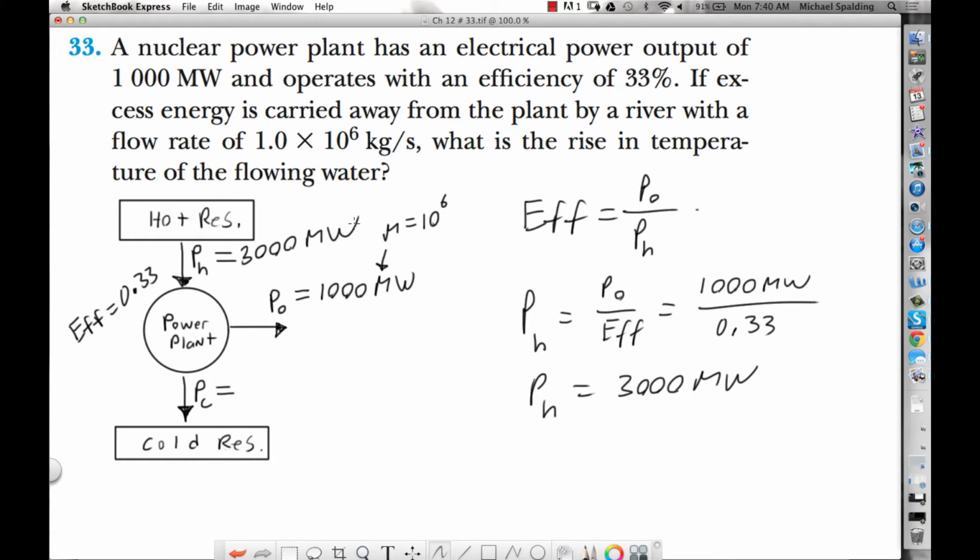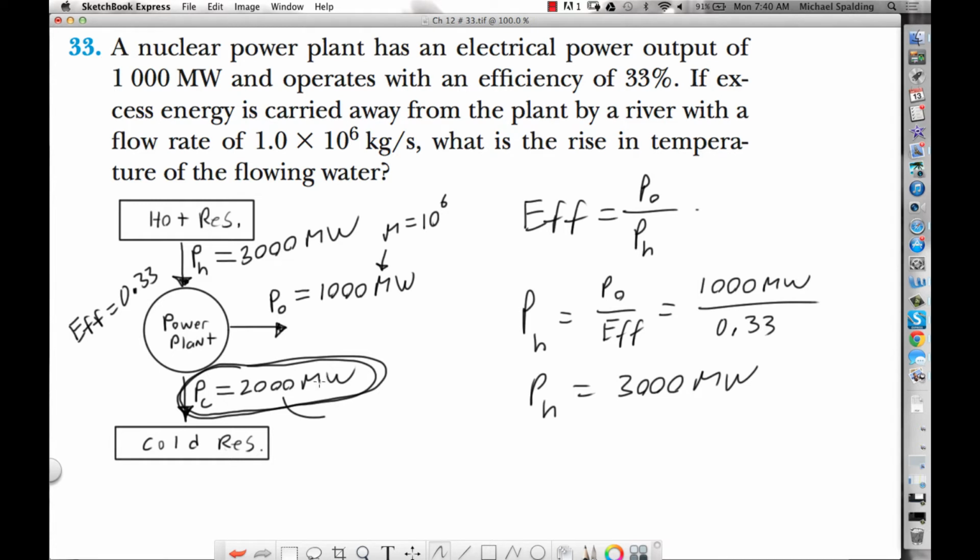So that's 1/3, right? If 3,000 megawatts come in and 1,000 of it gets used for something useful, what would be the efficiency? 1/3, right? So how much power gets dumped to the cold? 2,000. Okay? And that's what we need, guys. To answer this question, this is what we need right here. 2,000 megawatts.